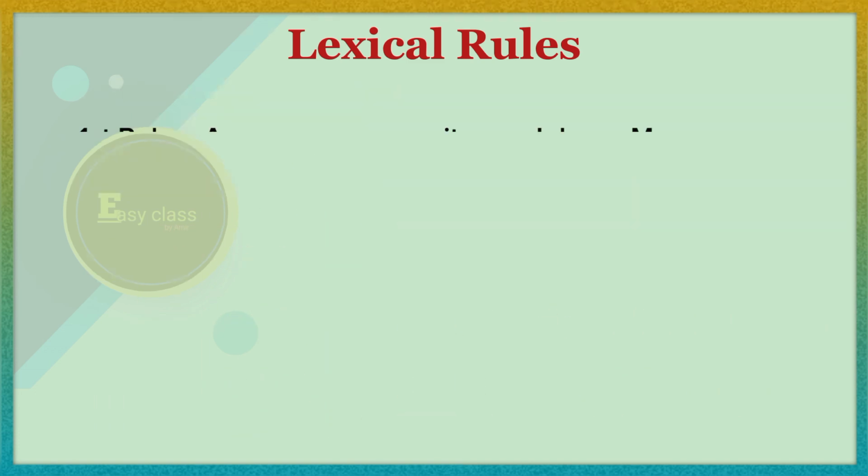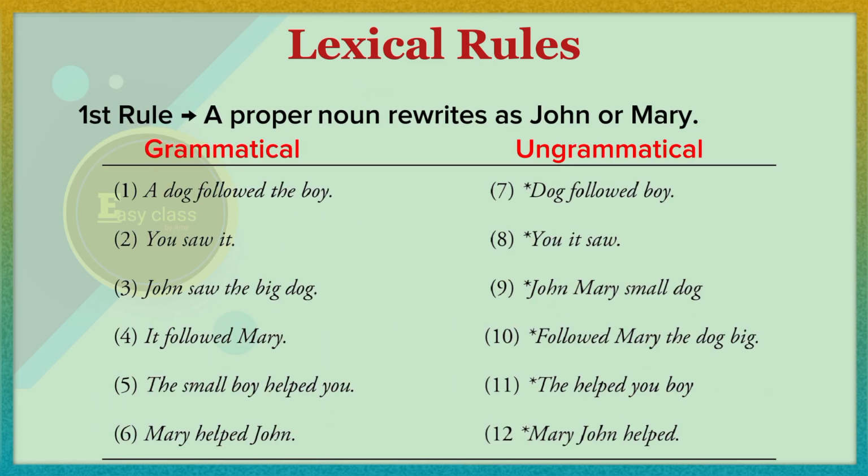We can rely on these rules to generate grammatical sentences such as, the dog followed the boy, John saw the big dog, and it followed Mary, and followed Mary the dog big. But we can't rely on these rules to generate ungrammatical sentences like, dog followed boy, John Mary small dog, and Mary John helped.